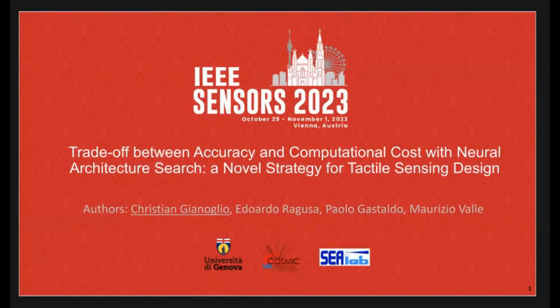Hello, everyone. I'm Gianoglio from the University of Genova, and I'm going to introduce our paper titled The Trade-off Between Accuracy and Computational Cost with Neural Architecture Search, a Novel Strategy for Tactile Sensing Design.